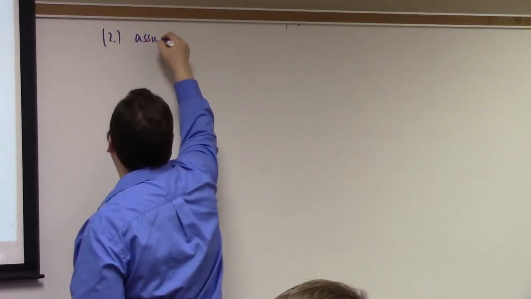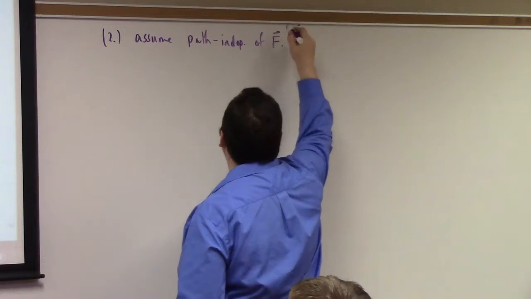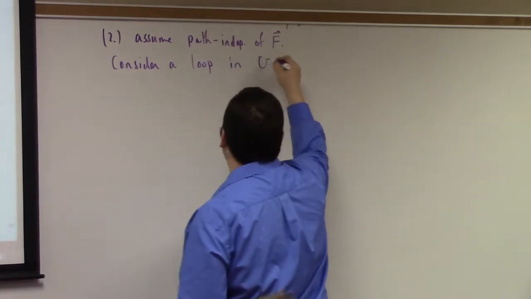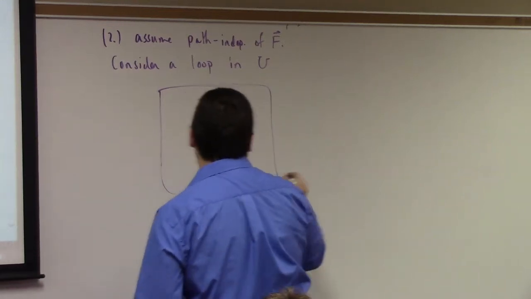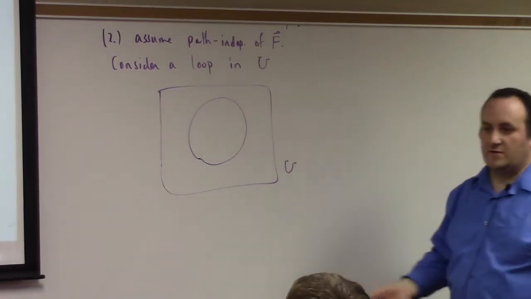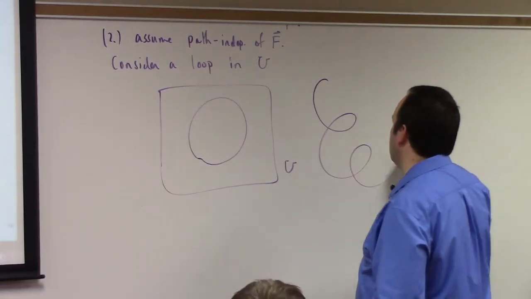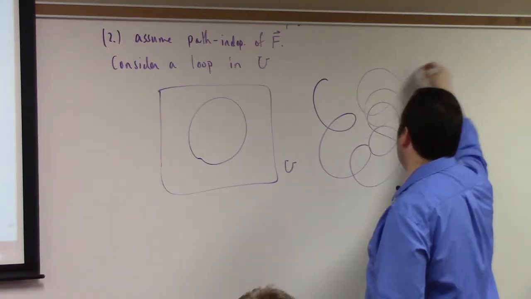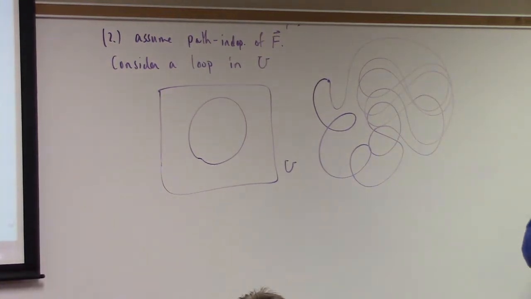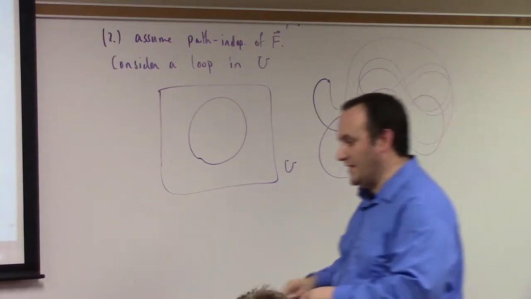Assume path independence of f. Consider a loop in U. So we can picture it like this. Here's my U, whatever that is. My loop is something like that. It's a closed curve. My point, Sam, was I could have a closed curve that looks like this. It might not change the argument. Let's finish the argument before we make it way more complicated.